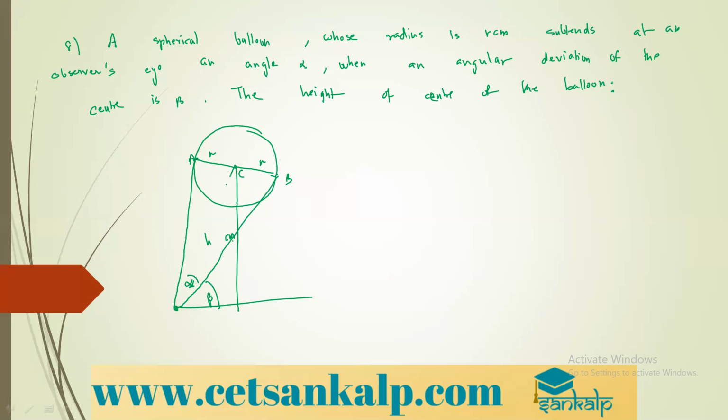Now, if I join to the center, this angle will be alpha by 2 and this angle will be alpha by 2. It is the angular bisector. Now I will find what is sine alpha, or first I will find what is sine alpha by 2. I'll take this triangle and find sine alpha by 2. Sine alpha by 2 will be R by H.